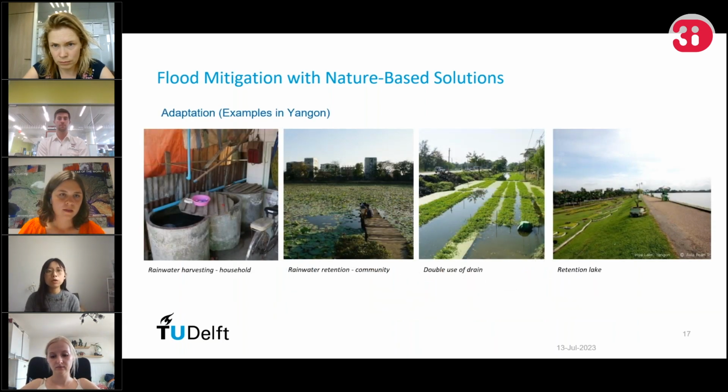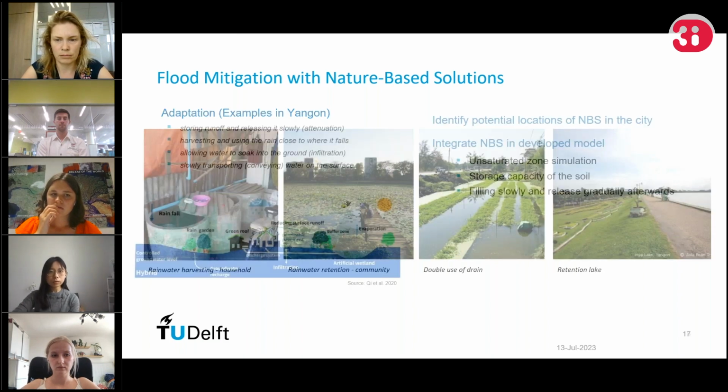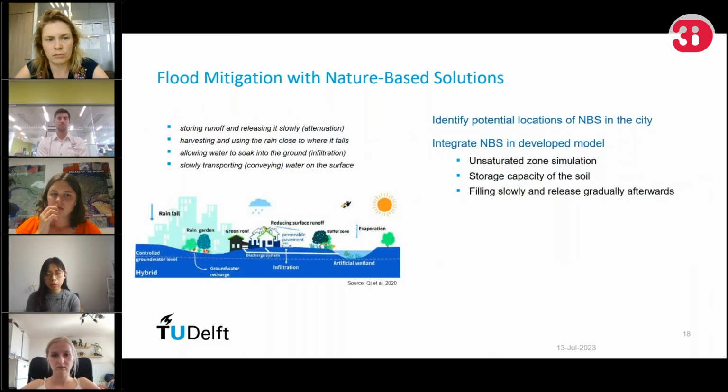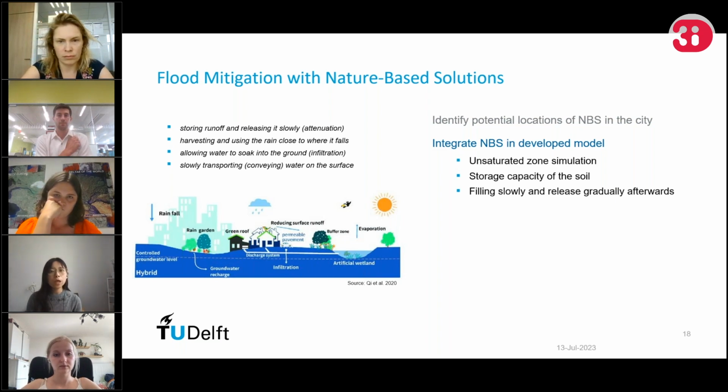Also in Yangon, we can see some examples of nature-based solutions. For example, we have some practices: household level rainwater harvesting, community level rainwater retention, and double use of the drain in some summer seasons. We also have 2 lakes in the city, which serve a retention function. I am currently working on 2 things. First is to identify the potential locations of nature-based solutions in the city, and the next one is how to integrate the nature-based solutions in the developed model. But I won't talk about the first thing in this presentation.